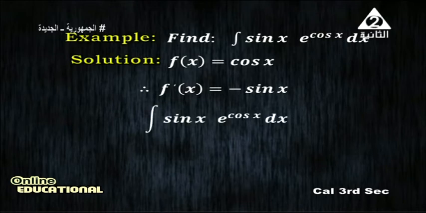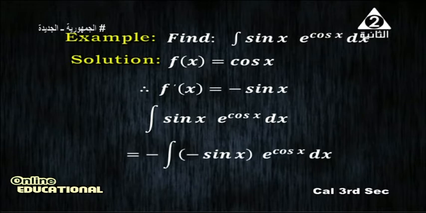Now, the integration of sine x multiplied by e to the power cosine x dx, we can write this integration as negative the integration of negative sine x e to the power cosine x dx. Then the integration equals negative e to the power cosine x plus the constant c.